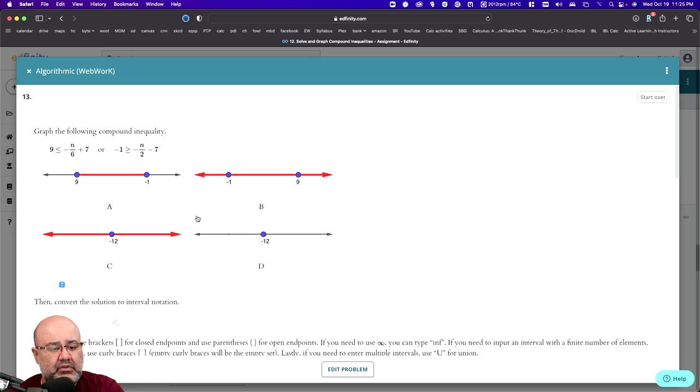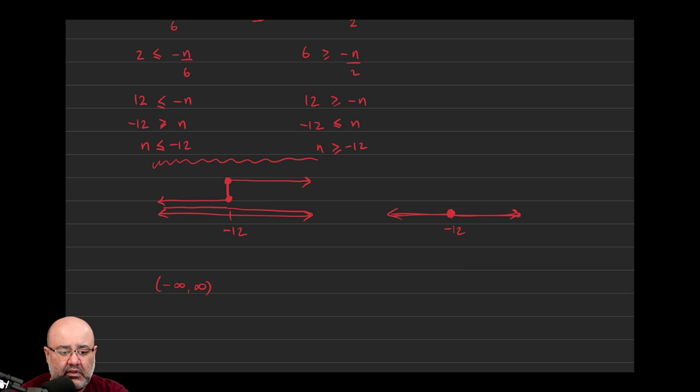Let's take a look at the options. Can't be D because nothing's shaded here. Can't be A because only the part in the middle is shaded, not everything. Could be B, but I don't know where they got negative 1 and 9 from, so it can't be that. It's got to be C, which is exactly what we had. Negative 12 in the middle with line going to the left, line going to the right.